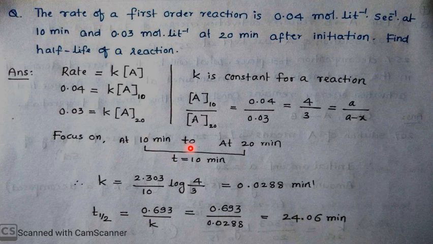Between 10 minute and 20 minute, what is the time? 10 minute. So take the formula, substitute all the values you have. We are getting 0.0288 minute inverse. Finally we have derived the k value, but what do we have to calculate? T half equal to 0.693 by k. Substitute the k value, and you will get the answer, T half equal to 24.04 minute.